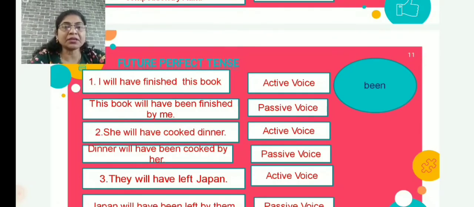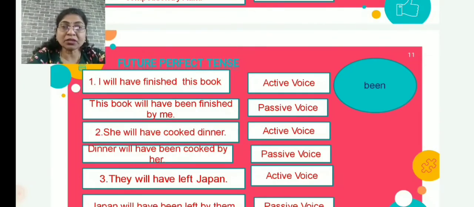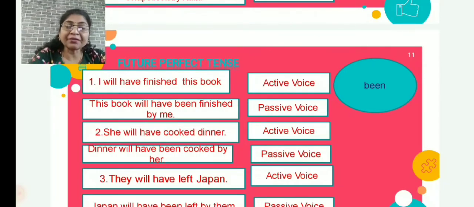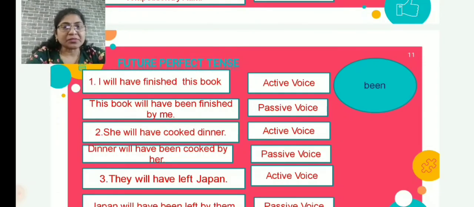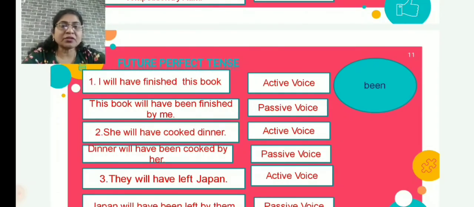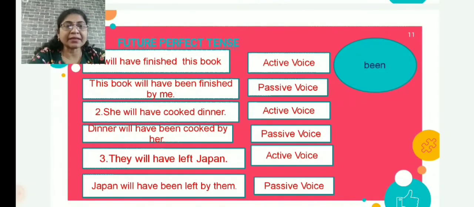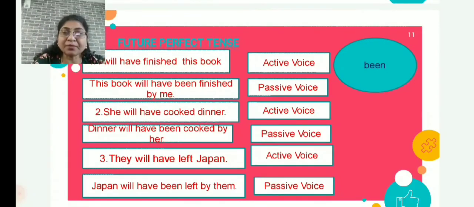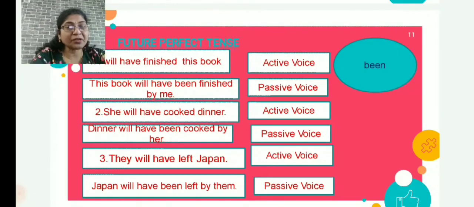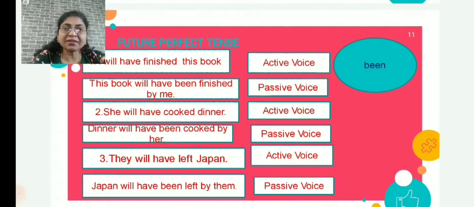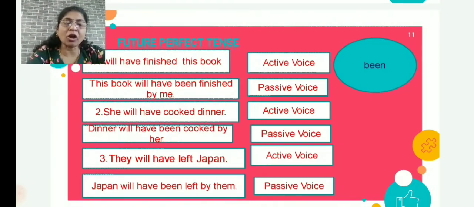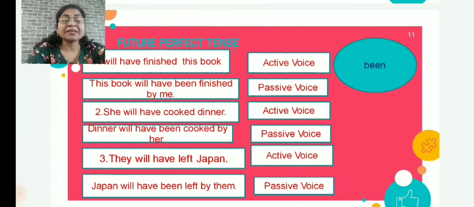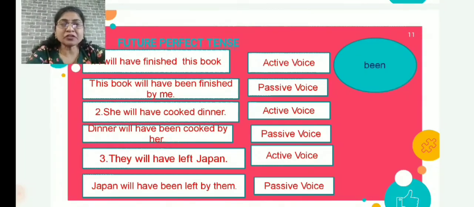She will have cooked dinner. She, the doer in the sentence, will have is the supportive verb, cooked is the past participle, and dinner is the object. Same formation. So in all three sentences you have studied, you will see that been is added. That means we have to swap the places of the subject and object. The object will come on the place of subject. In the third example, they will have left Japan. So Japan will have been left by them. Same formation.